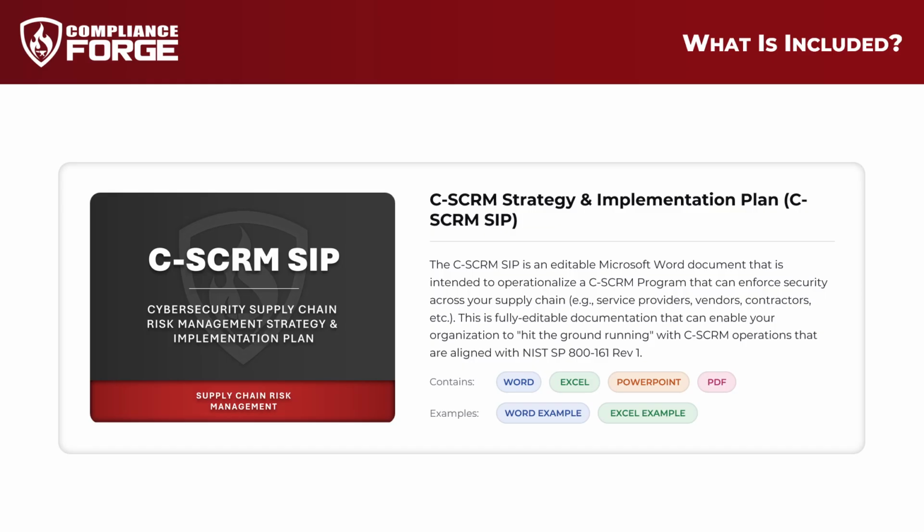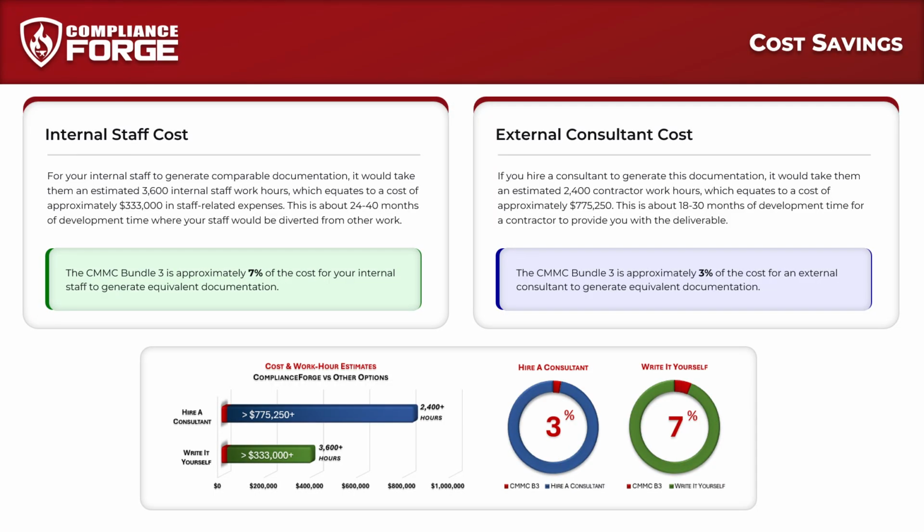NIST 800-161 Revision 1. Now compare that against the two alternatives for obtaining quality cybersecurity documentation. For your internal staff to generate comparable documentation, it would take them an estimated 3,600 internal staff work hours, which equates to a cost of approximately $333,000 in staff-related expenses. That is about 24 to 40 months of development time where your staff would be diverted from other work.